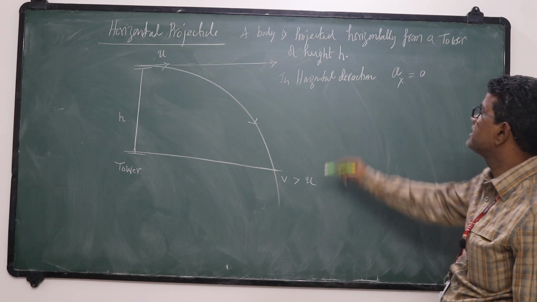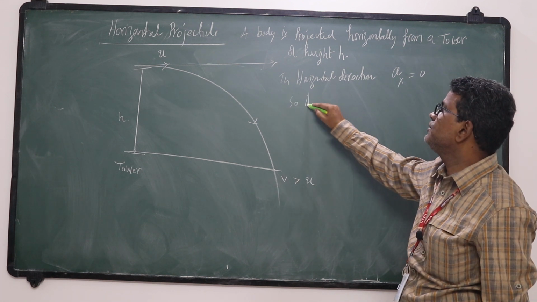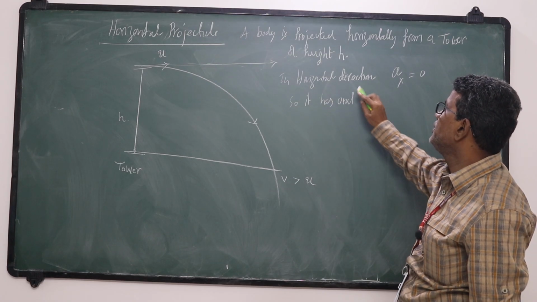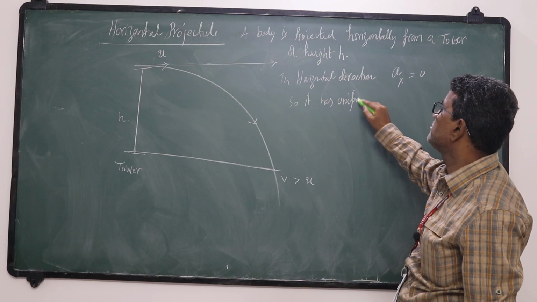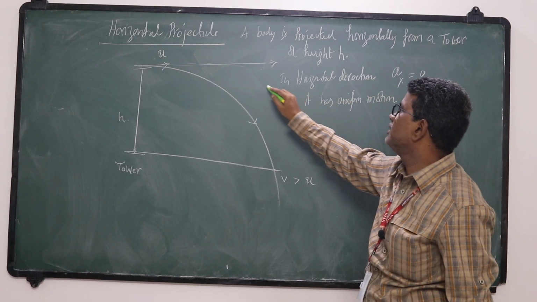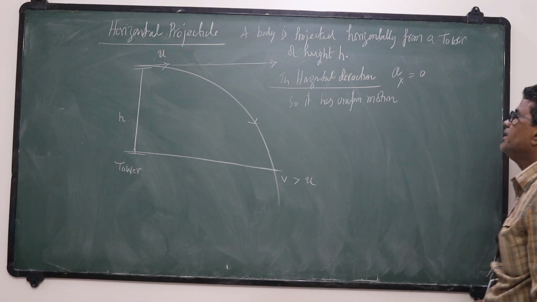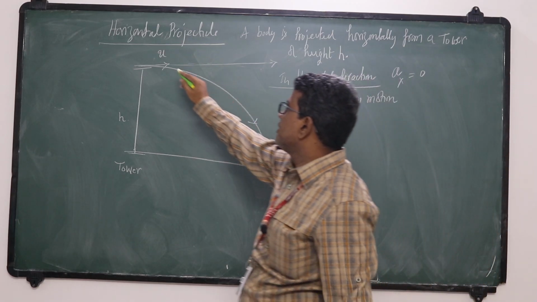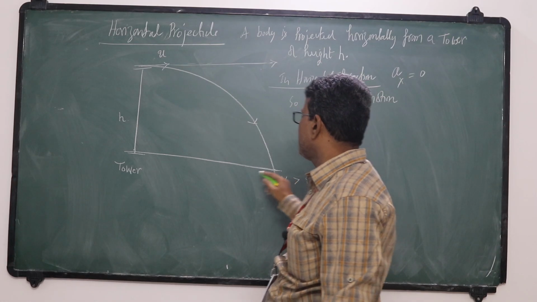So it has uniform motion in the horizontal direction. In the horizontal direction, it has uniform motion. So the velocity remains the same throughout the journey.